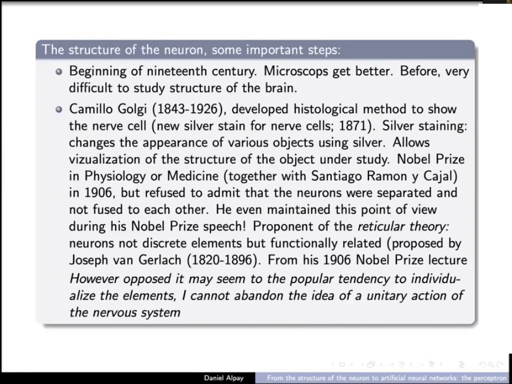First of all, at the beginning of the 19th century, microscopes got better. Before that, there was no way to see what is inside the brain. When microscopes got better, you needed new histological methods. And then comes into place a very interesting character, Camillo Golgi, who developed new histological methods to be able to see better with even more powerful microscopes.